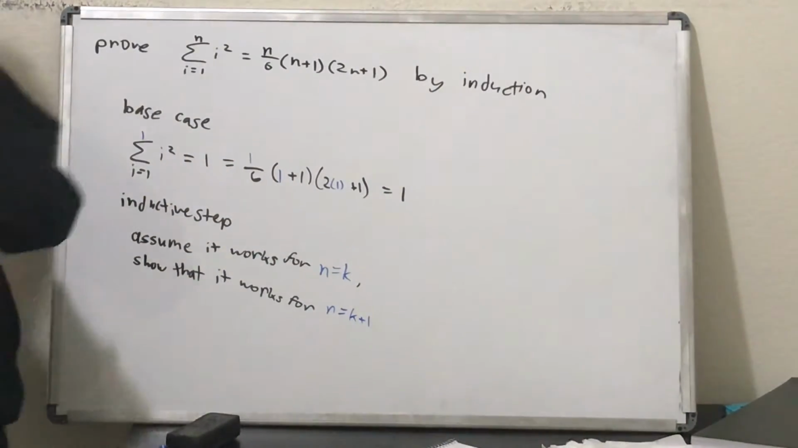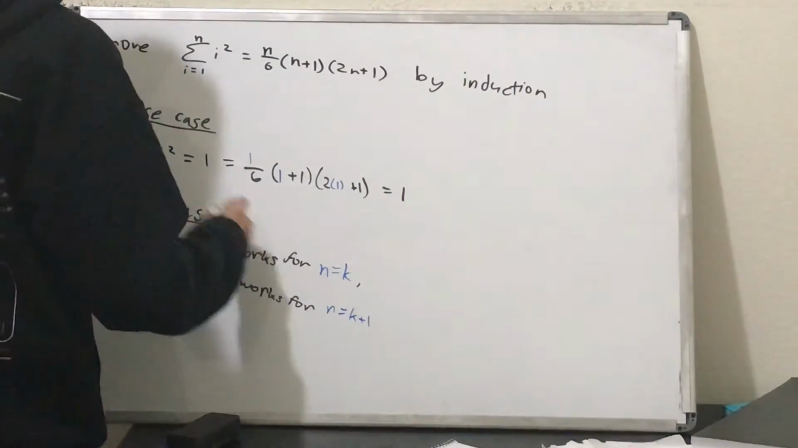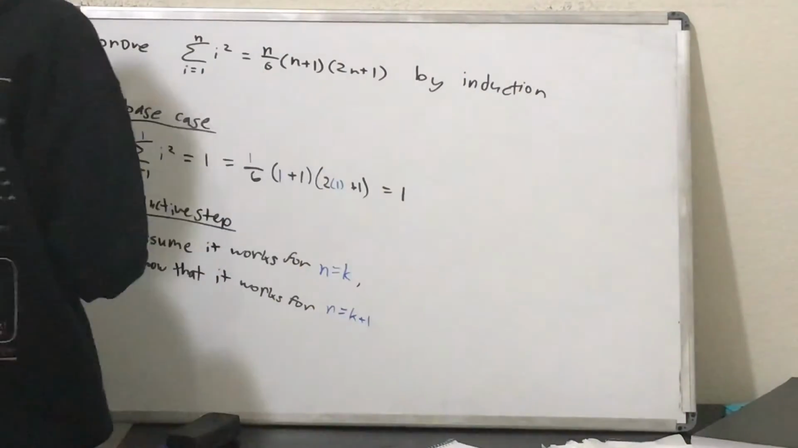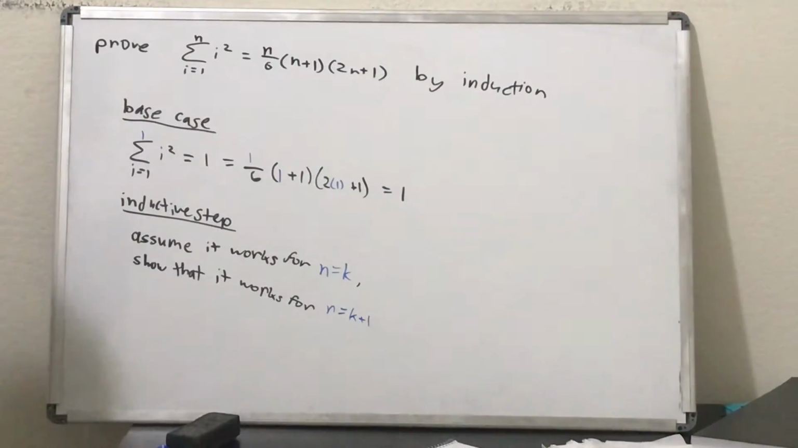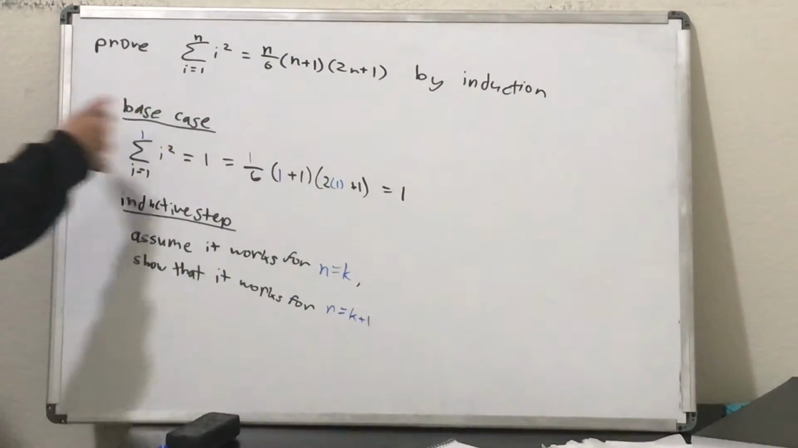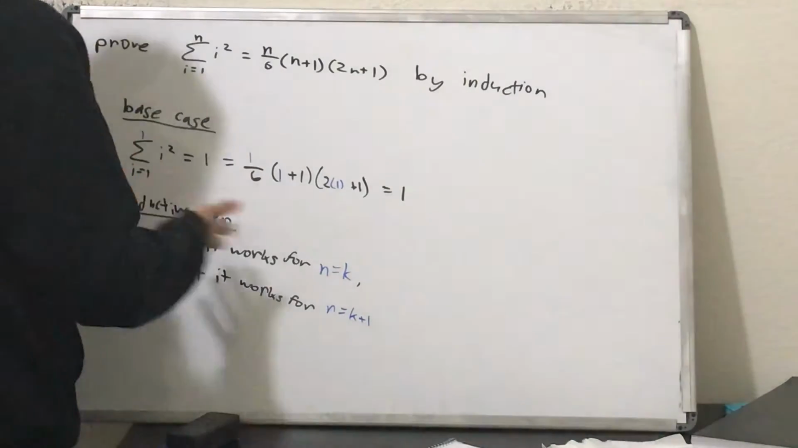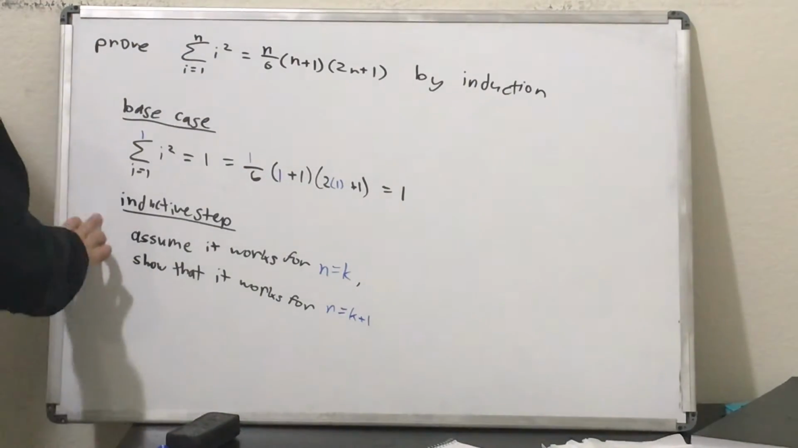So here's what you do. First things first, you show the base case, right? So you show that this formula works for some base case. So let's say 1. So we plug in 1 and we see that, yeah, it checks out, it works. You can also plug in 2 if 1 seems a little bit too special for you, but 1 is perfectly fine. Next up is the inductive step.